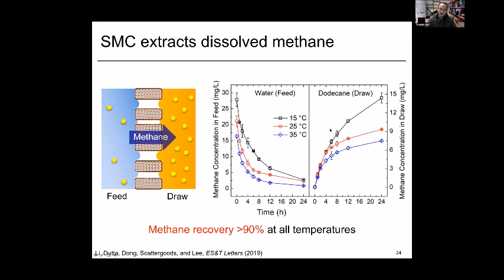And what's interesting here is that even when the methane concentration in the draw is higher than the feed side, the methane still goes from feed to draw side, which shows the advantage of this solubility-driven process for dissolved methane recovery. And at the end of this process, we were able to observe methane recovery of more than 90% at all the tested temperatures.